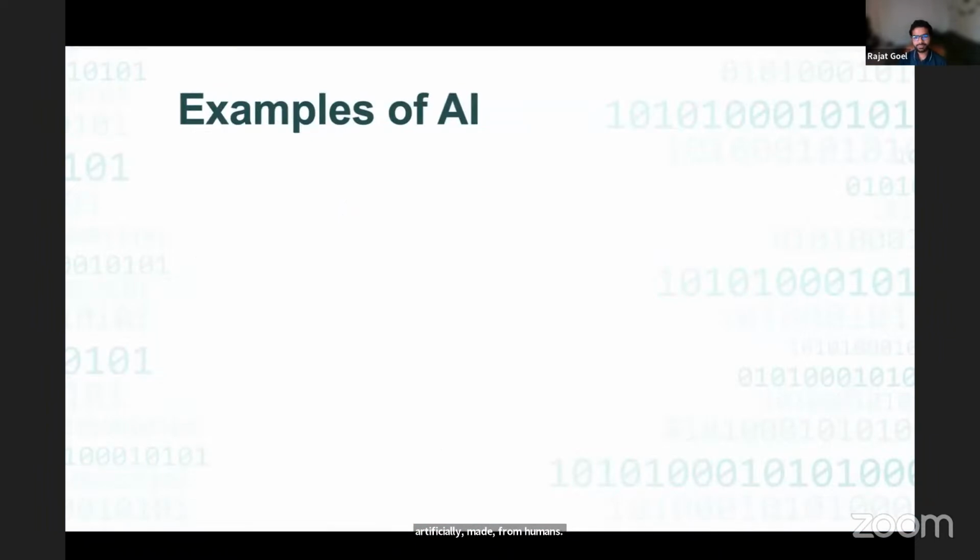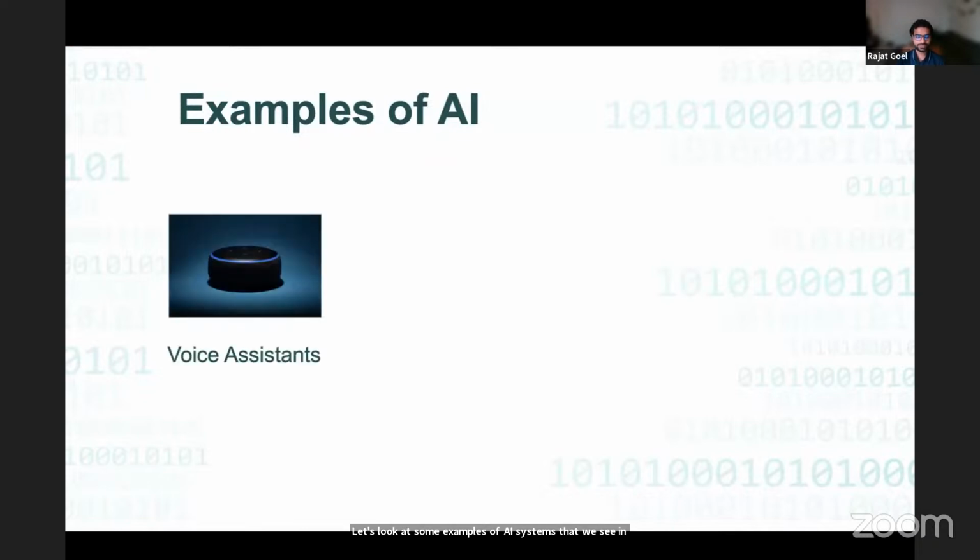Let's look at some examples of AI systems that we see in our daily lives. Voice assistants. You must have used Siri or Alexa or Google Assistant. They are much more capable of understanding human language. They can communicate in a human-like way, and they can also make decisions based on their understanding of the instructions that we give them.